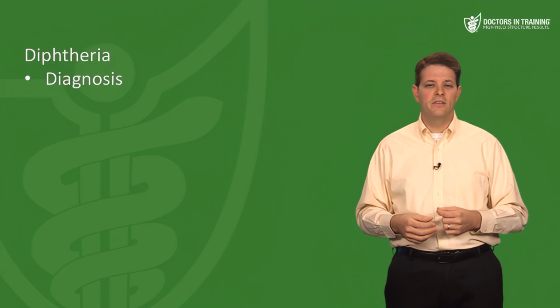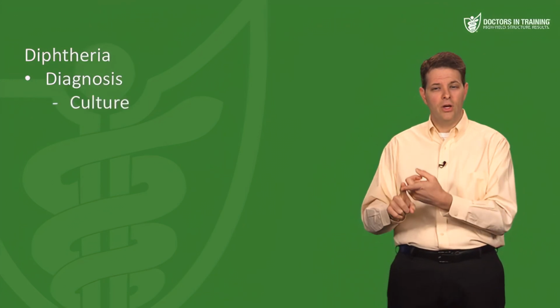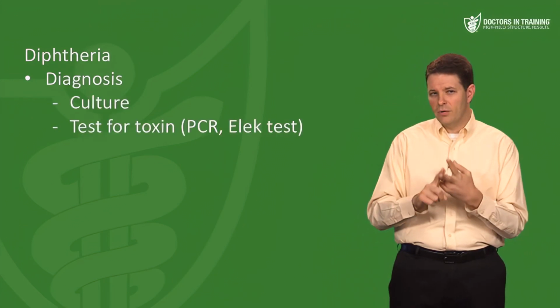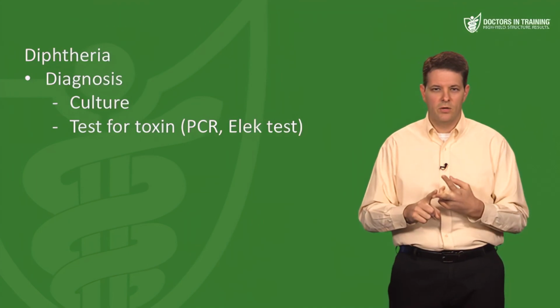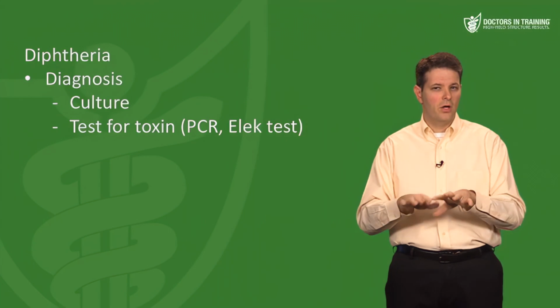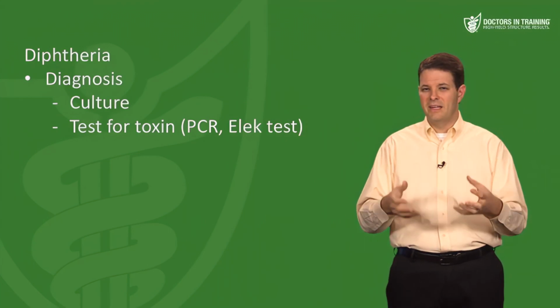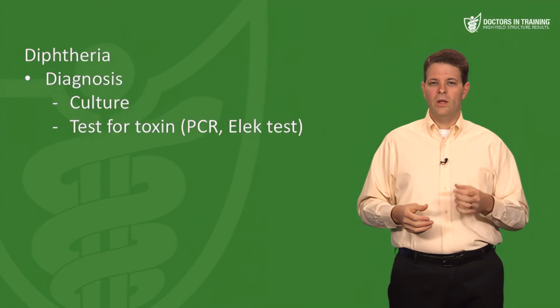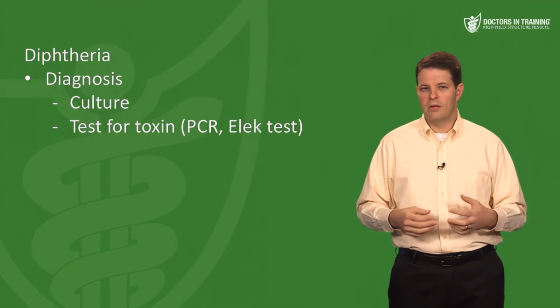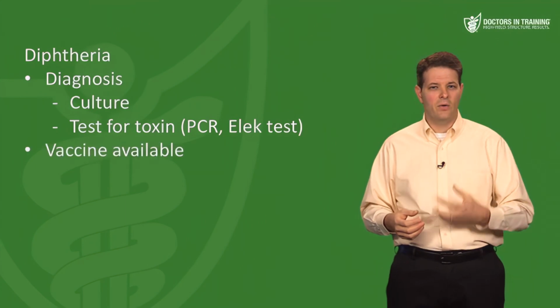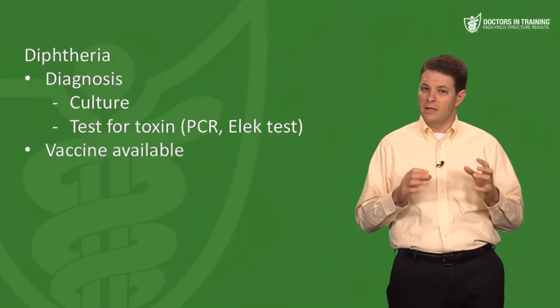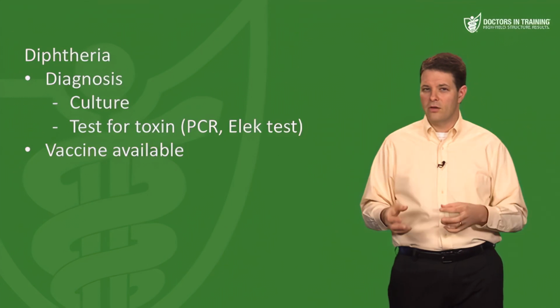Now, making the diagnosis of diphtheria requires both a positive culture and proof of toxin production, either by PCR or a test called the Elek test, which is where you put a special filter paper on the culture medium and then the toxin precipitates out on that paper. Now, we don't see diphtheria very often in the U.S. anymore because we immunize children against it. This is the D in the DTaP vaccine or the DPT vaccine. But diphtheria is not uncommon in other parts of the world.